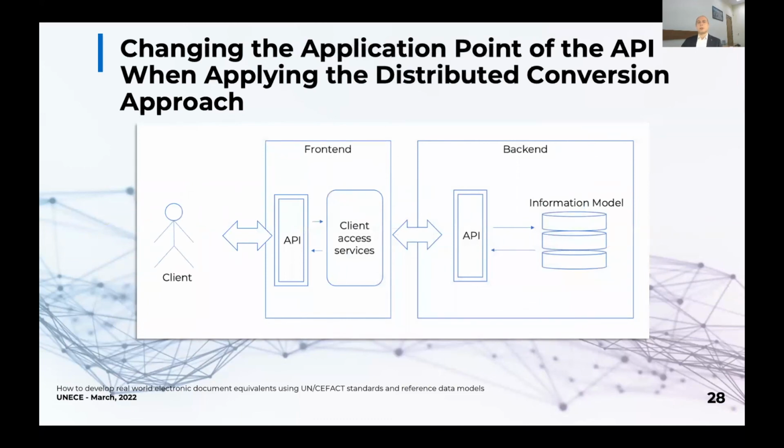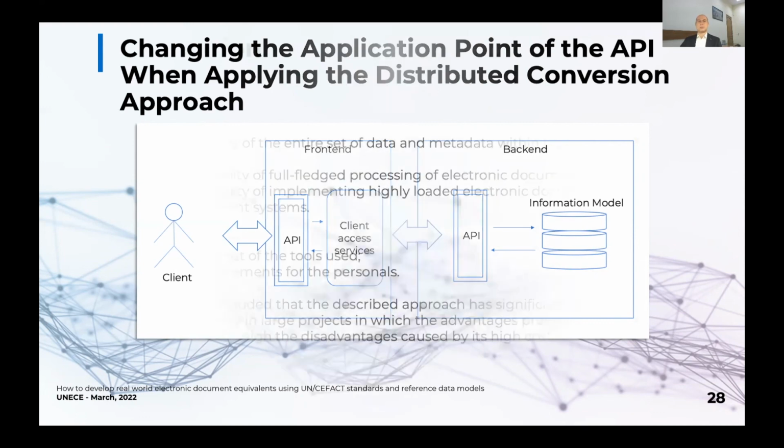Changing the application point of the API when applying this distributed conversion approach. Another advantage of the proposed approach can be a change in the point of application of the API from the client or front-end model, that is the API for a document or dataset, to the server or backend model, the API for transforming the subject area into a data model. Also, distributed conversion can be used as a tool for converting information models among themselves if there is a common vocabulary, which can be in fact a core component library.